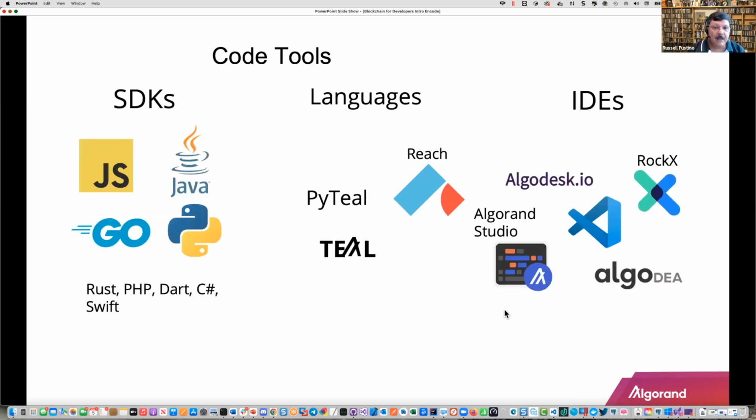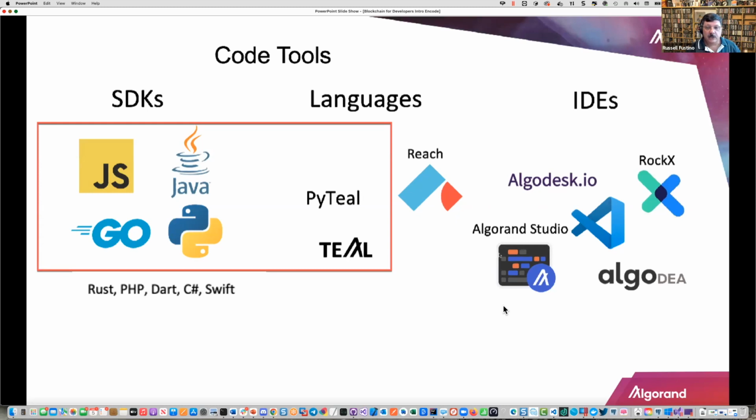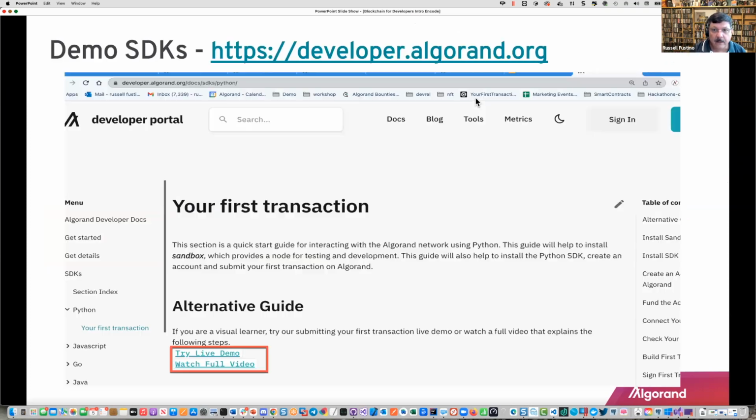So here we have the lay of the land in terms of tools. Everything in the red box here is what Algorand provides. We have the four SDKs that are supported by Algorand: JavaScript, Java, Go, and Python. You also have PyTeal and Teal. There are a lot of other SDKs up on the ecosystem page, with Rust, PHP, Dart, C#, and Swift. A lot of great tools on the right here in the ecosystem. Reach is one of them. You have Algo.io, which I showed you already. AlgoD is a great tool as well. So lots of good information there.